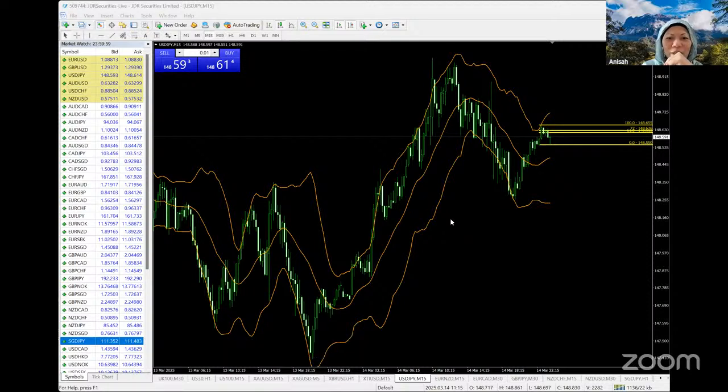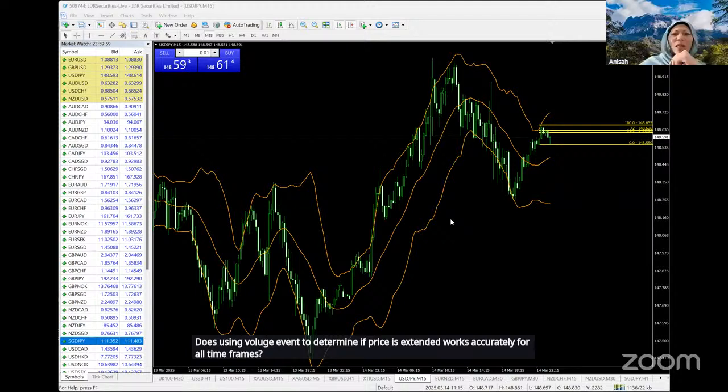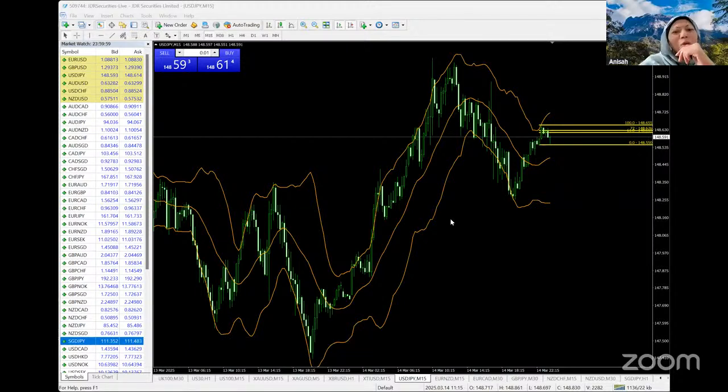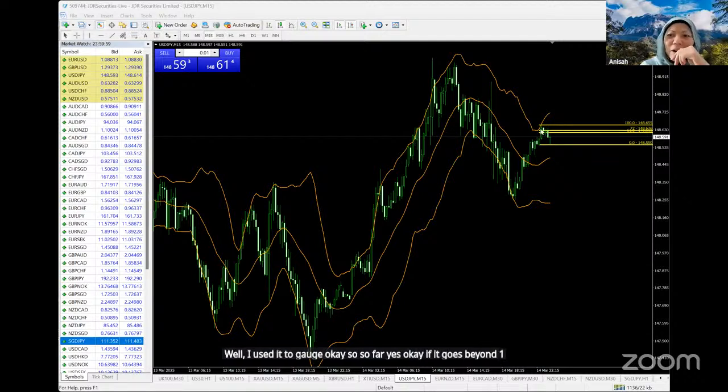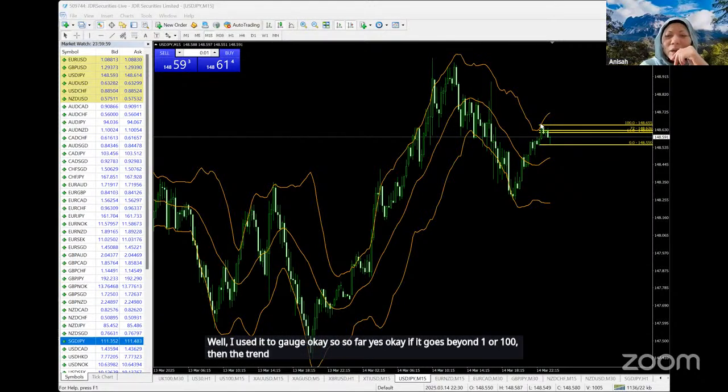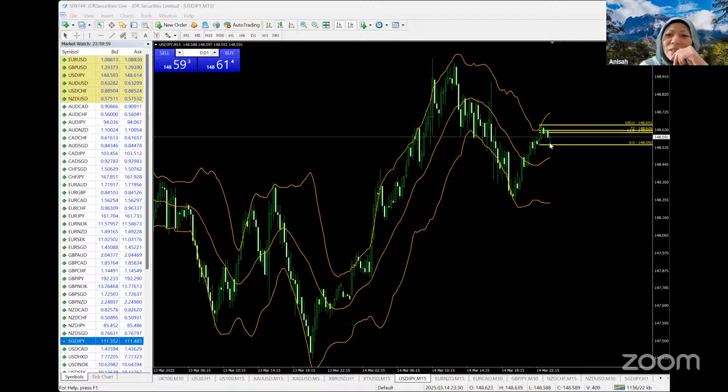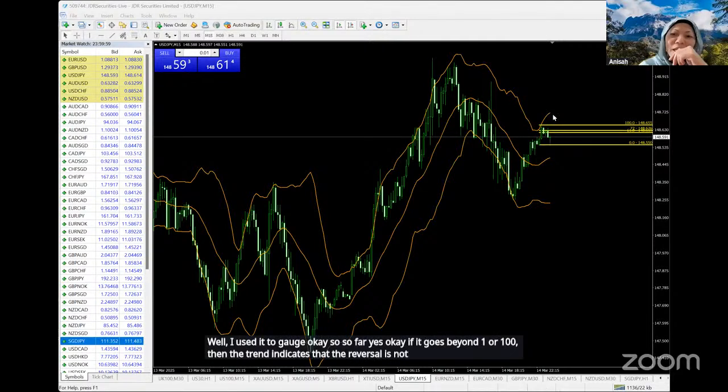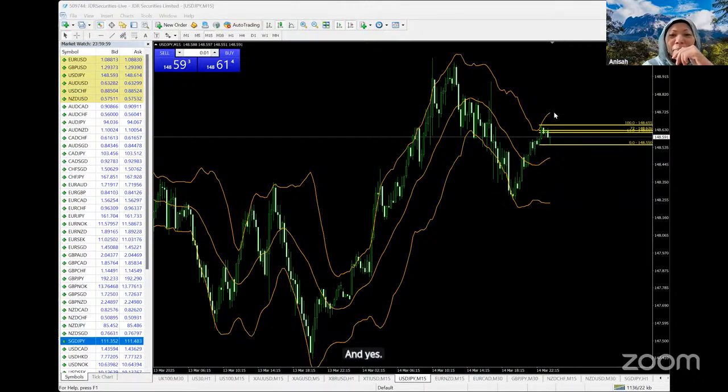Does using Bollinger Band to determine if price is extended work accurately for all time frames? Well, I use it to gauge. So far, yes. If it goes beyond the 1 or 100, then the trend indicates that the reversal is not happening, but instead the price resumes the current trend. And yes, it works on all time frames.